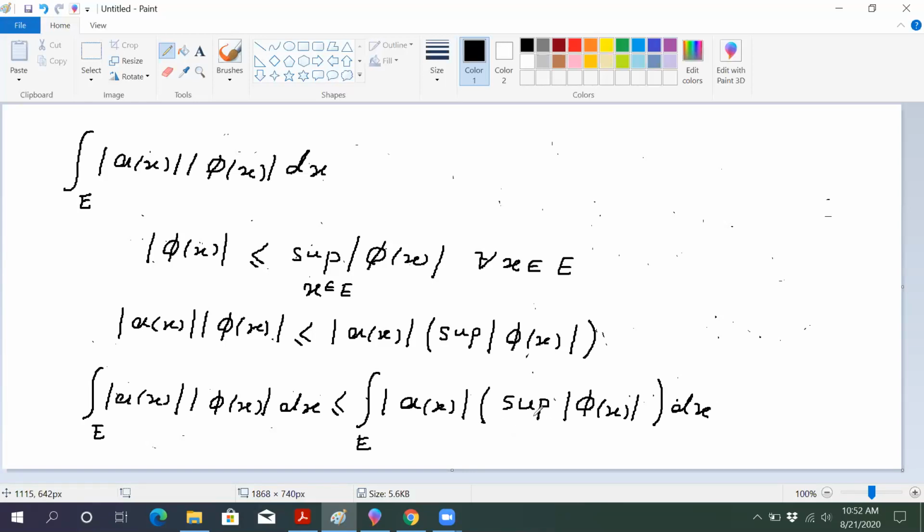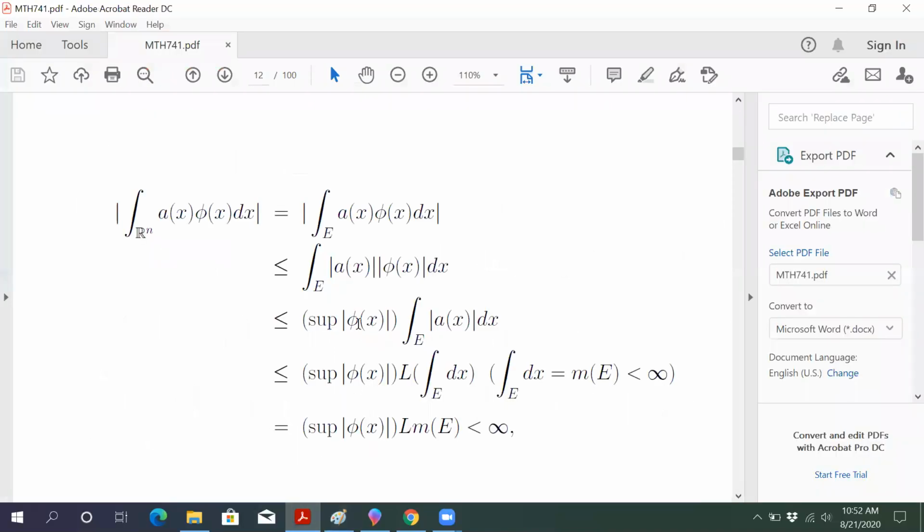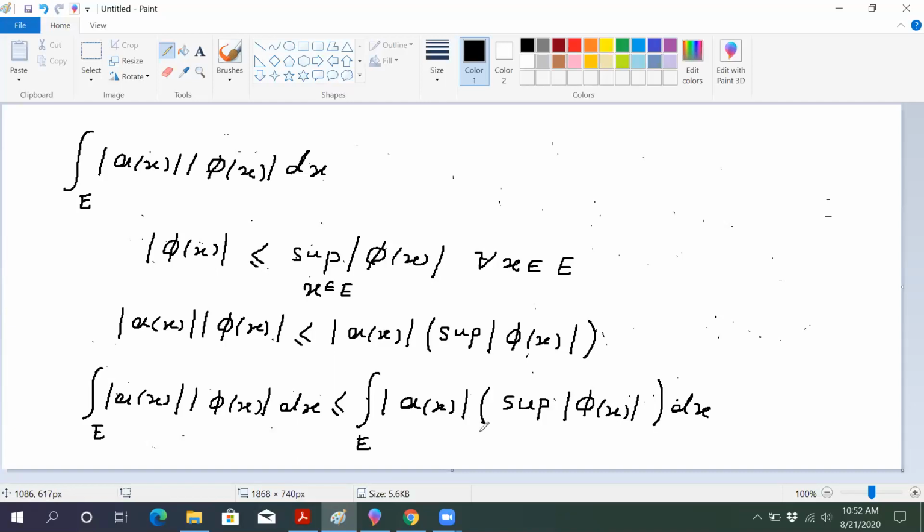Now look at here, do you agree with me? This sup of the absolute value of phi(x) is a constant number, right? It's a constant value, so it can move out of the integral, like a constant C. So when this moves out of the integral, we get this. This sup can move outside the integral because it is like a scalar, like alpha. So simply, for every x in E, the absolute value of phi(x) is less than this upper bound, some constant like alpha. You multiply both sides by the absolute value of a(x). Since f is less than g, the integral of f is less than the integral of g. Now this constant value moves outside the integral here.